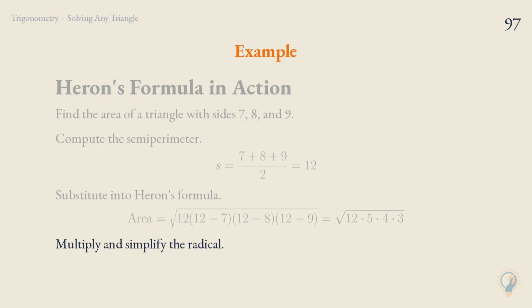Multiply and simplify the radical. This equals the square root of 720, which is 12 times the square root of 5, approximately 26.83. The area is exactly 12 times the square root of 5, approximately 26.83 square units.